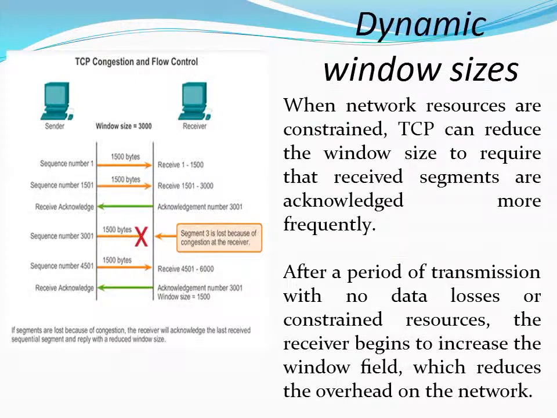Dynamic window sizes. When network resources are constrained, TCP can reduce the window size to require that received segments are acknowledged more frequently. After a period of transmission with no data losses or constrained resources, the receiver begins to increase the window field, which reduces the overhead on the network. This happens because fewer acknowledgements must be sent. The window size continues to increase until there is data loss, which causes the window size to decrease.